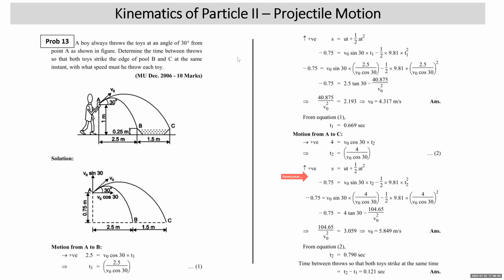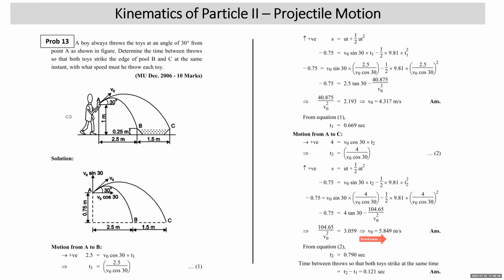Then you solve this equation for v naught, you get the value of v naught. Value of v naught is substituted into this equation, you get t2. Now, you have got t1, you got t2. Time between the throws so that both the toys strike the ground is t2 minus t1. You have the value of t2, you have the value of t1. You get the answer. Now, I'll explain to you why t2 minus t1.